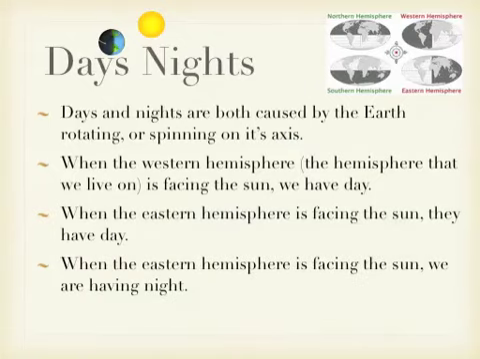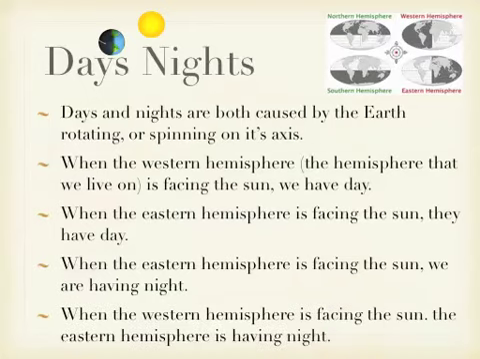And when the eastern hemisphere is facing the sun, we're having night. So we are faced or rotated away from the sun. So the other side of the earth is shadowing the sun from us. When the western hemisphere, which is again the hemisphere that we're living on, is facing the sun, then the eastern hemisphere is having night. So our rotation on our imaginary axis is what causes day and night.